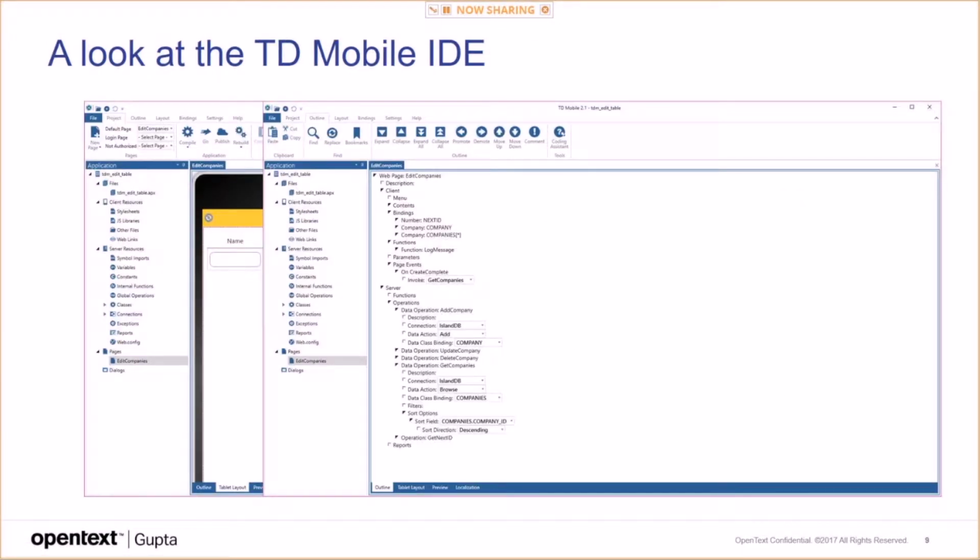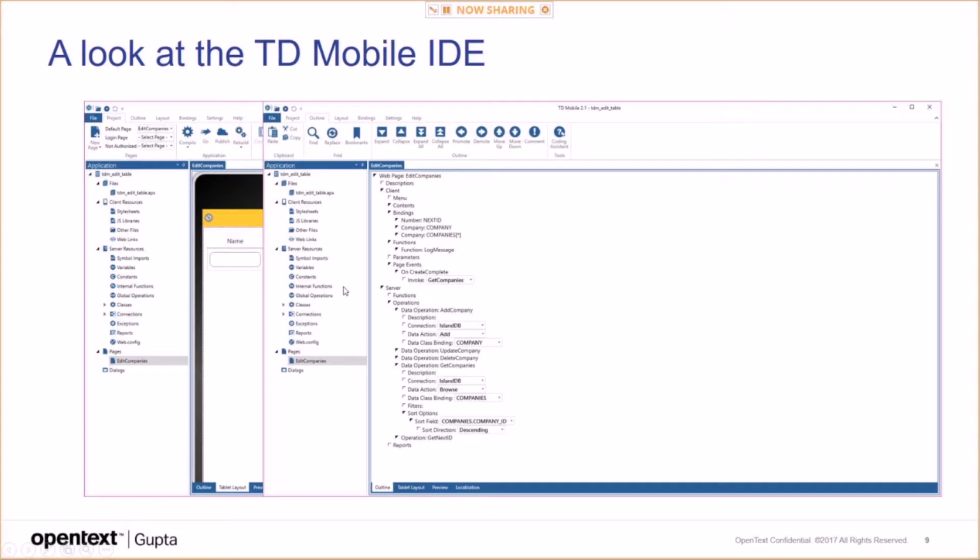So here's a look at the TD Mobile IDE. You can see the designer in the background. The IDE itself is ribbon-based like Microsoft Office. You have several ribbon tabs for the outline, for the project, for bindings, settings, and so on. And you will see more during this session when we work through this. And as in Team Developer, you really have a tree object on the left side that is kind of the application tree, and you have an outline on the right side where you do the actual configuration and coding.